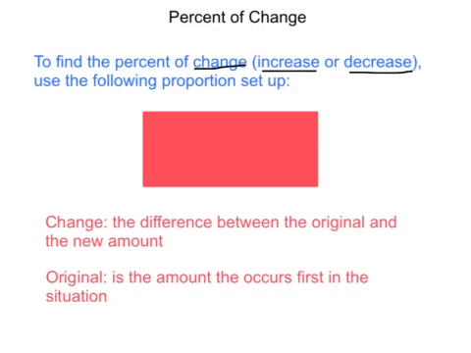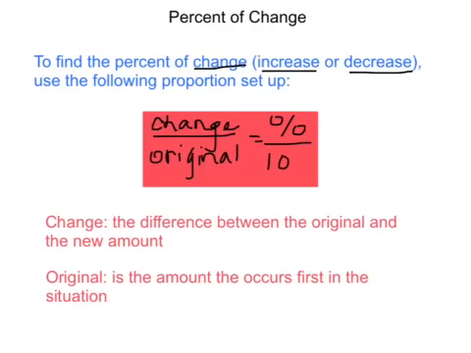Just like we did at the very beginning of this unit, we're going to set up a proportion to solve this. And here's how our proportion is going to be set up. We're going to take the change over the original number equals the percent over 100. Okay, so that's how we're going to set these up.